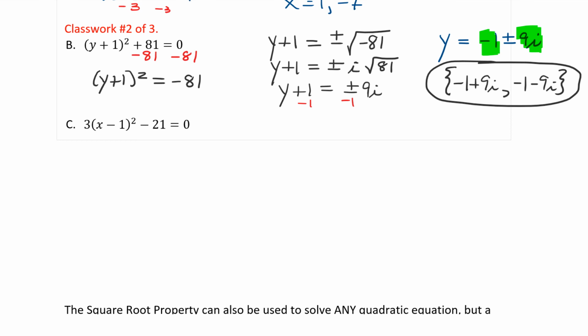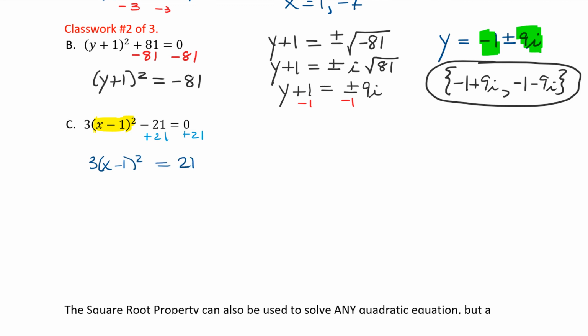Here's another example. We have 3 times the quantity x minus 1 squared minus 21 equals 0. When you see that you have a quantity squared like that, with a variable inside and no variables anywhere else in the equation, that's a good indication that you can use the square root property to solve the equation. All you have to do is to get the quantity squared part in yellow by itself. So how do we go about that? Well, first we're going to add this 21 to both sides to move it over to the right. So we have 3 times x minus 1 squared equals 21.